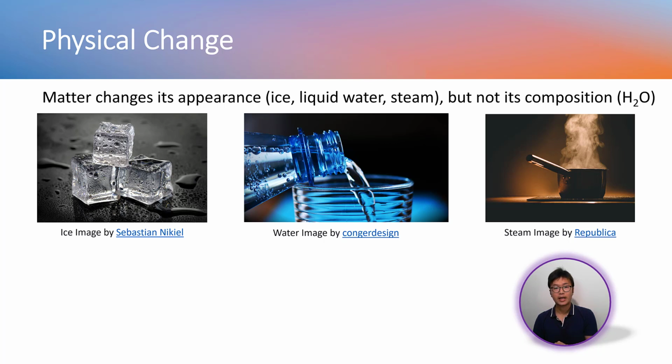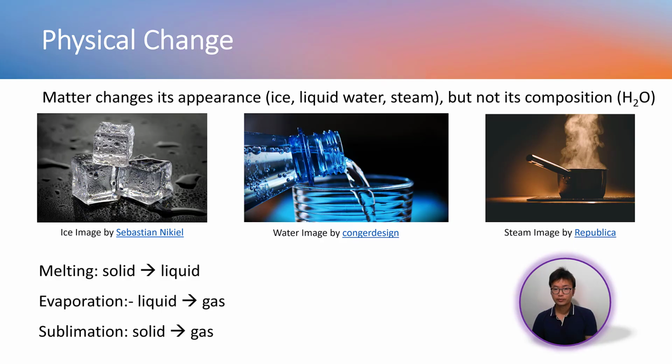So again, let's use water as an example. Water can appear as ice when the temperature is below 0 degrees Celsius. Then we can have liquid water when the temperature is between 0 degrees to 100 degrees Celsius. And finally, we can have steam. Again, it's still water. The composition doesn't change. It's still H2O when the temperature reaches greater than 100 degrees Celsius.